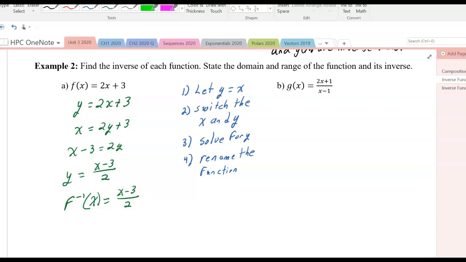All right, part B is a rational function, and this has a little bit more algebra steps, and calculus has a lot of algebra. So see if you can follow those blue steps and try part B on your own. When you need to, come back and kind of watch the video.